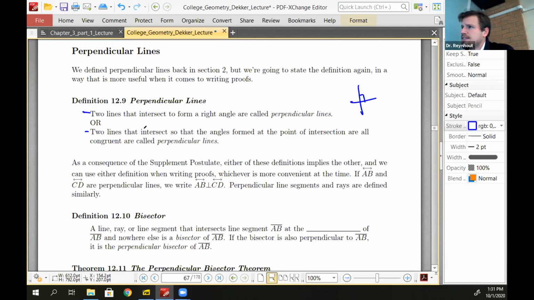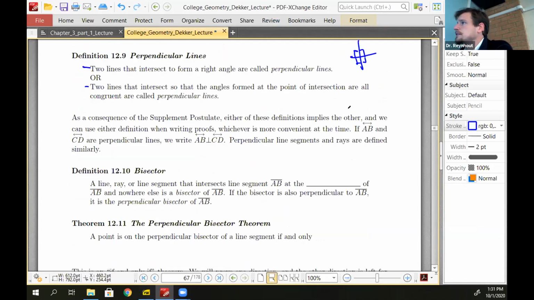Or we can write it as 2 lines that intersect so that all angles formed at the point of intersection are all congruent are called perpendicular lines. And yes, it is quite true that all of those will be right angles. So it's the same statement. In order for these 2 to be equal, and those 2 to be equal, we would end up with 4 of the same measurement. Let's call it lowercase a: 4a is equal to the total of 360 degrees, divide by 4, and hey, look, they're all 90 degrees. So it's the same. Yes, the supplement postulate: if you take one definition, the supplement postulate gives the other definition, no matter which way you go.